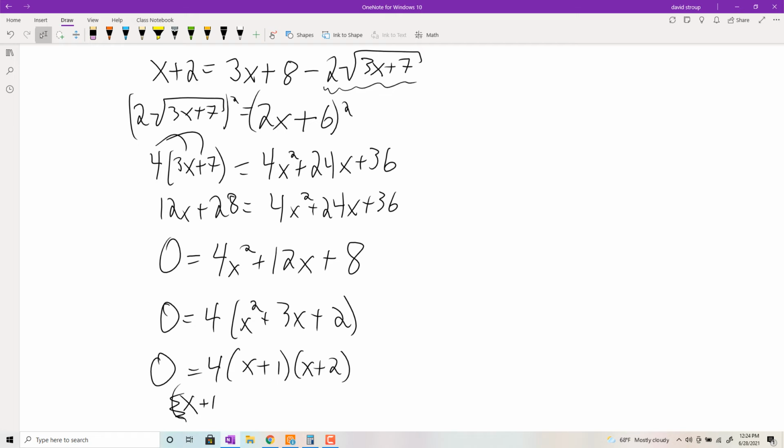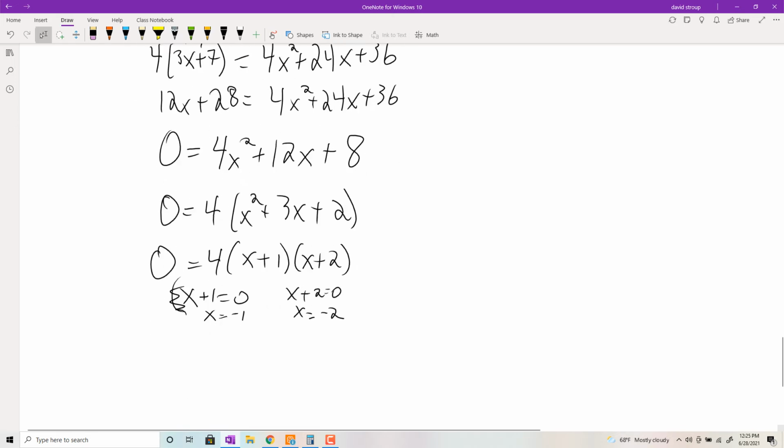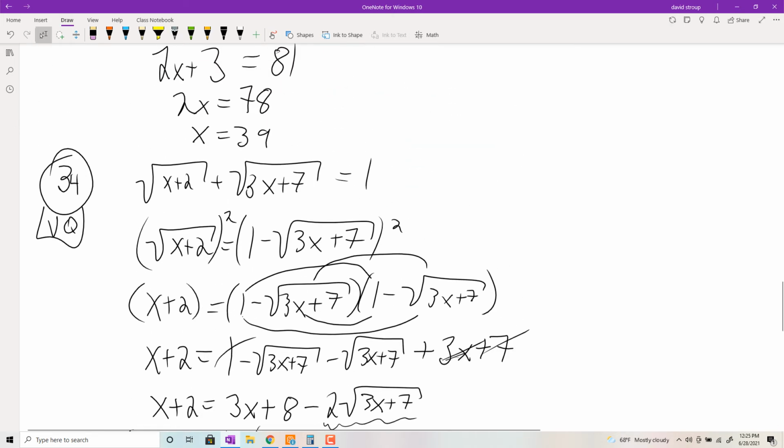But set the x plus 1 equals 0. That would give you x is negative 1. X plus 2 equals 0. That gave you x is negative 2. Okay. So those are our potential solutions. We're not done yet. We need to go back and do our checks.